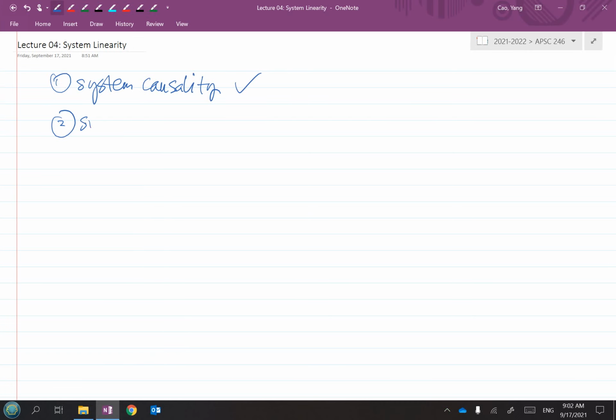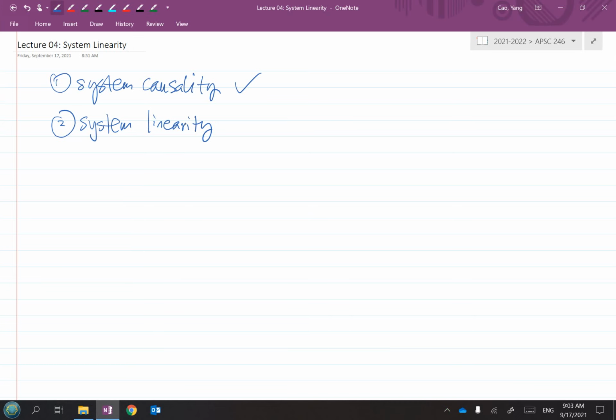So now let's look at the next category, which is system linearity. That's the second category. And once we finish this, we have one more. We'll look at system time variance or time invariance.